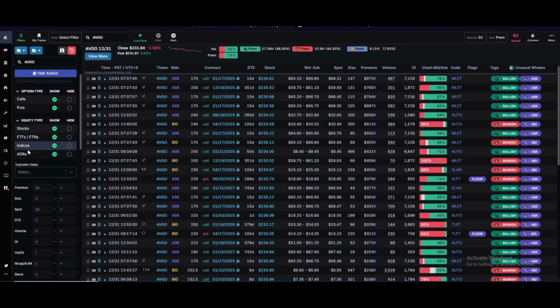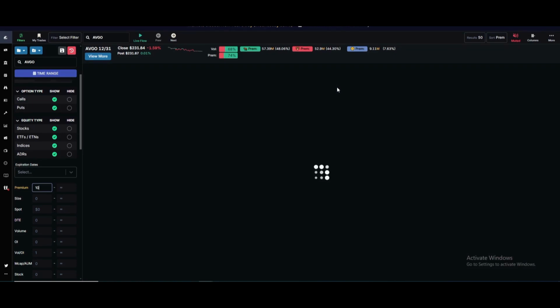It doesn't really matter on the ETFs, indices, and ADRs because we only want to see AVGO. Now, all those transactions were greater than 100 grand, so we're going to make that premium only 100K.